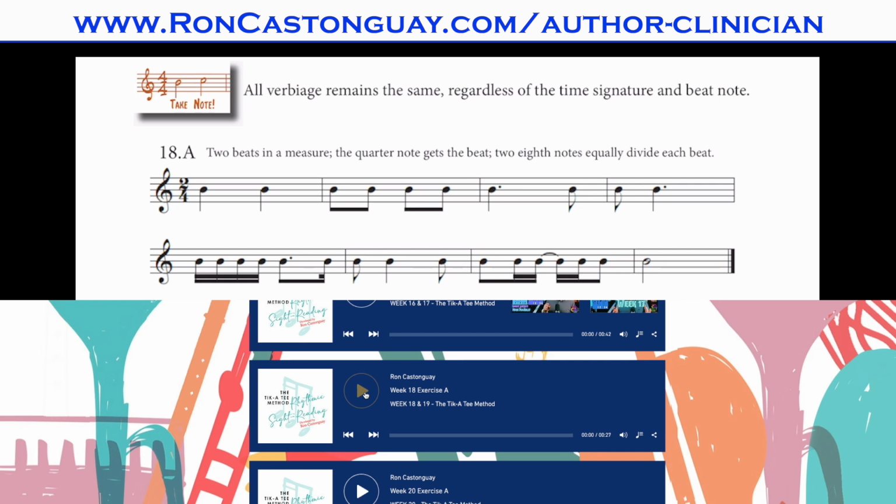Option number 1, you can just listen to the MP3 and check for your accuracy that way. Option number 2, you can vocalize and sing along with the exercise with the MP3. And option number 3, you can break out your instrument, especially if your instrument is not primarily the voice, and play along with the MP3 for exercise 18A. So here we go. Make your decision, option 1, 2, or 3. I am pressing play on exercise 18A right now.